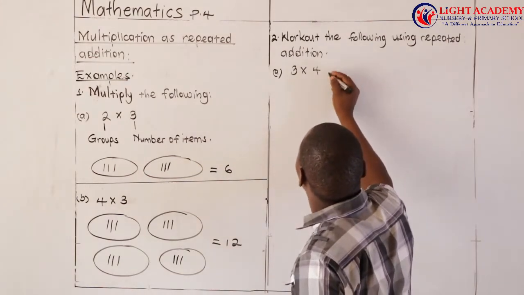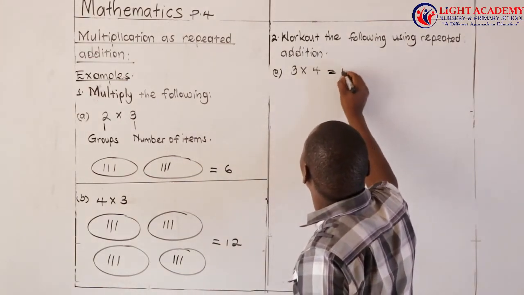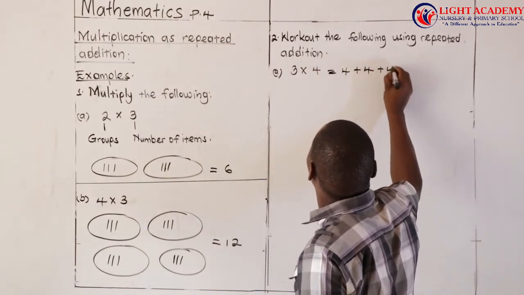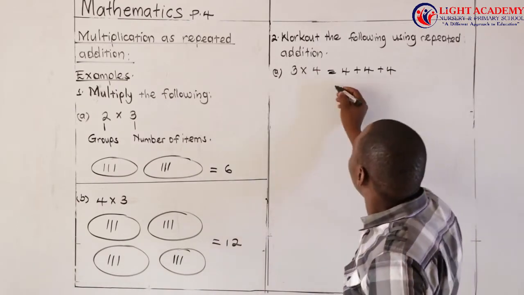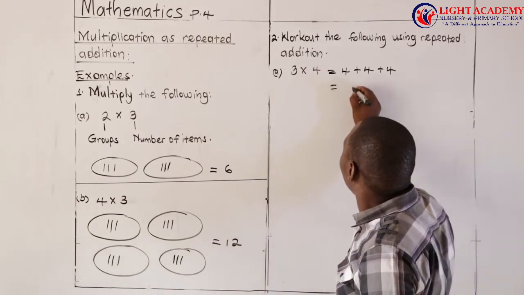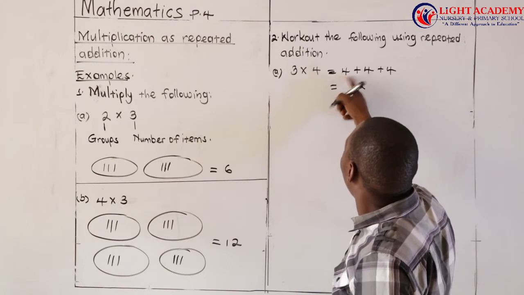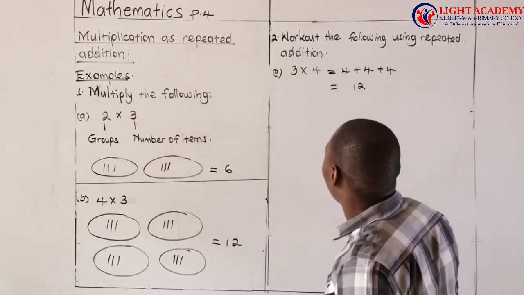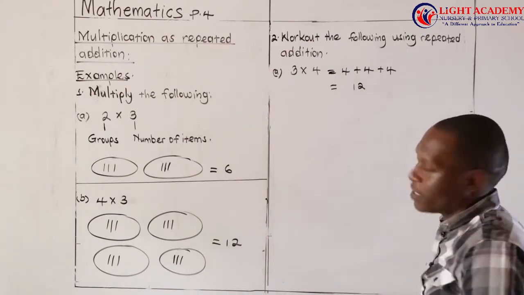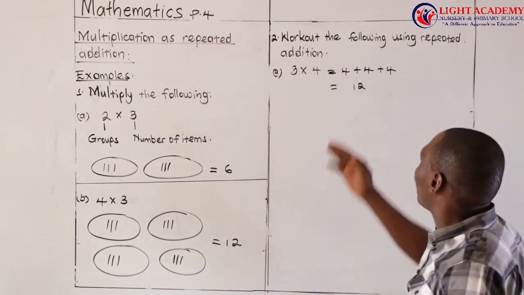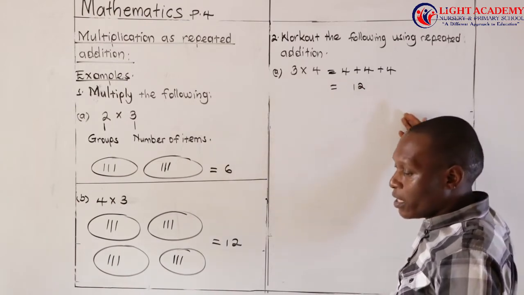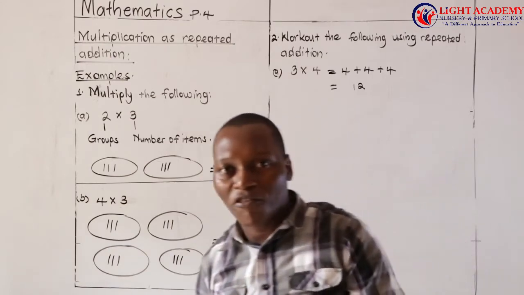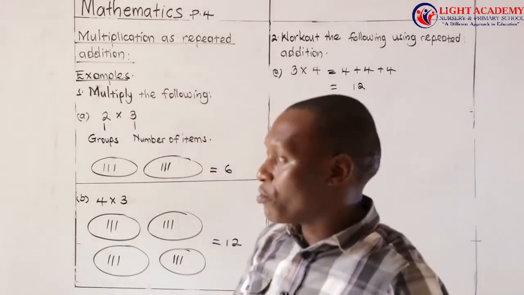So this one is the same as having 4 plus 4 plus 4, okay? And the answer I get becomes 12. When I add 4 plus 4, the answer is 8, plus the 4, the answer becomes 12. So this one tells us that there is a very big relationship between multiplication and addition. In other words, multiplication of numbers is a shorter form of adding those numbers.